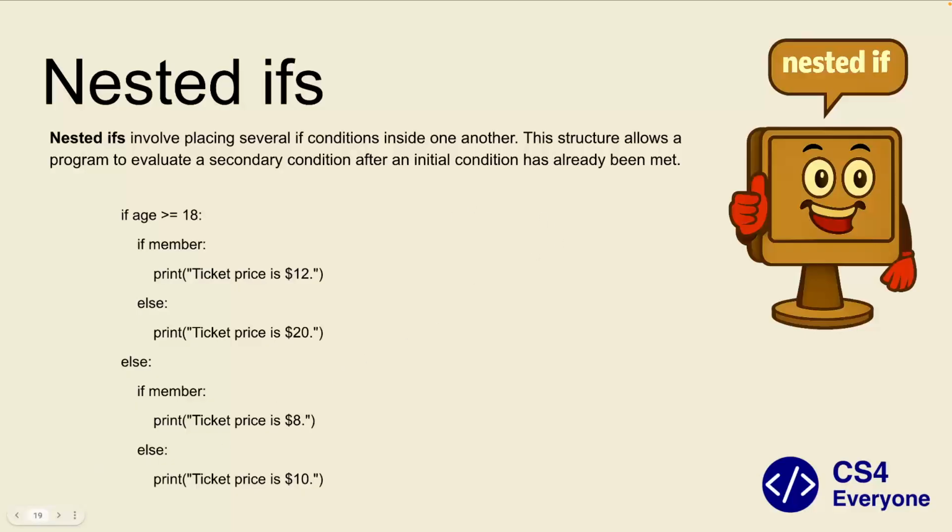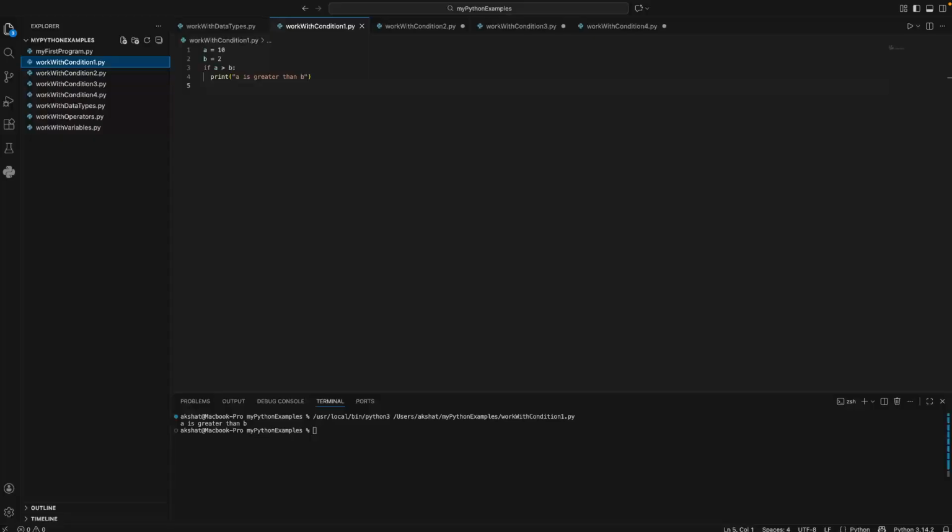We will now try the codes in VS Code. So here, the int variable a has the value of 10 and the int variable b has a value of 2. If a is greater than b, then "a is greater than b" will be printed. Here it works because 10 is greater than 2.